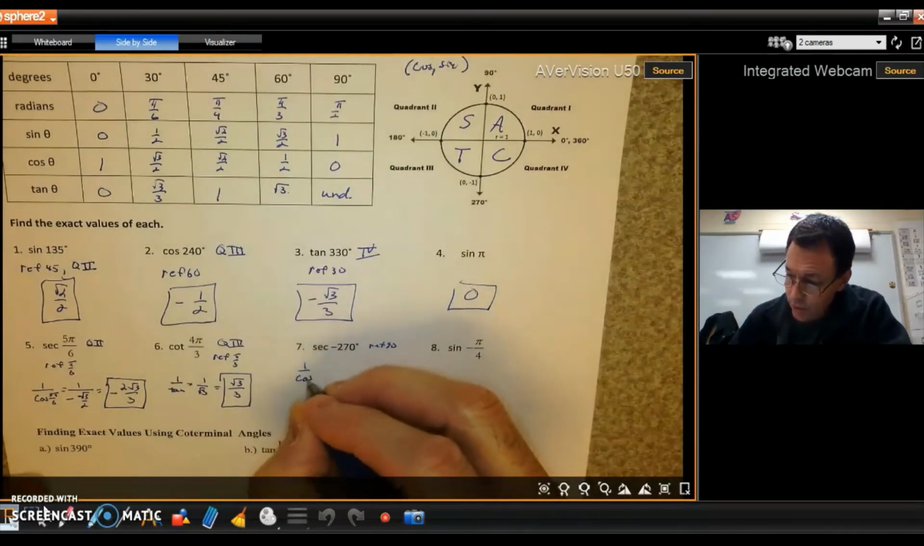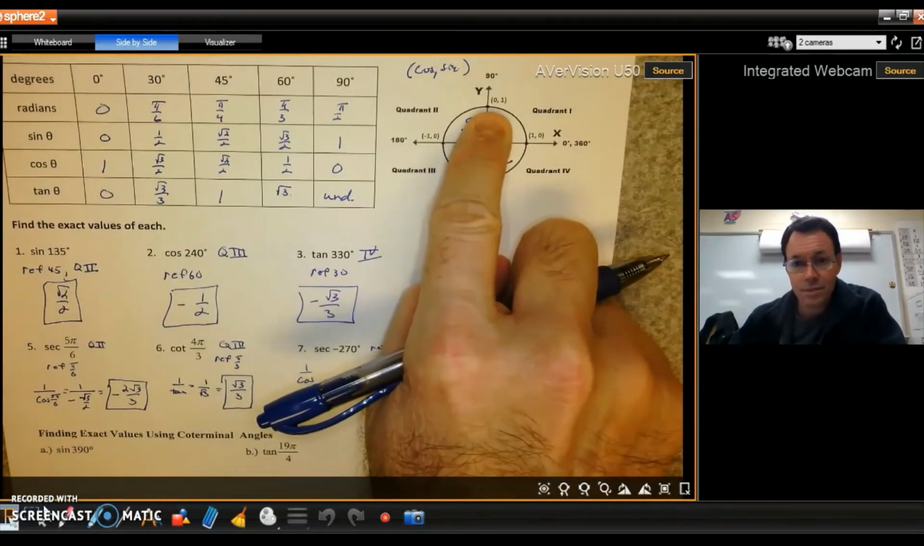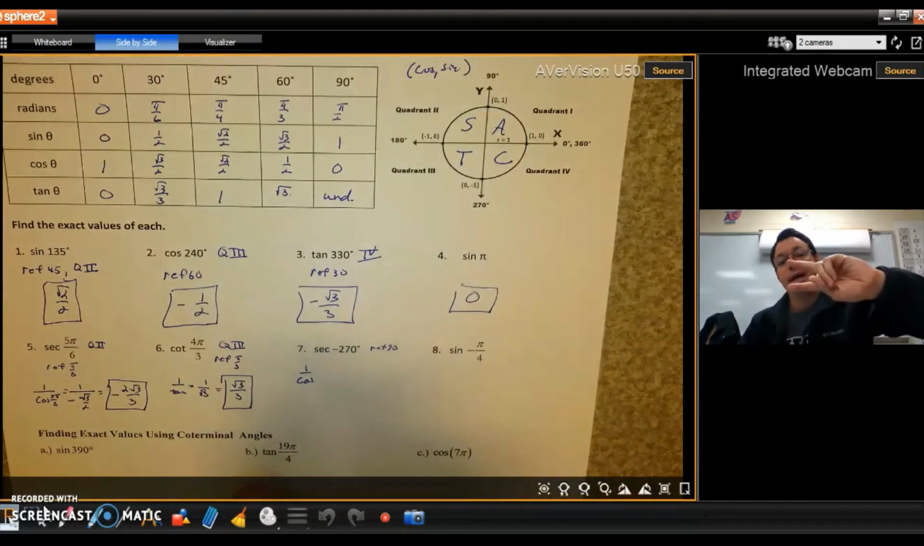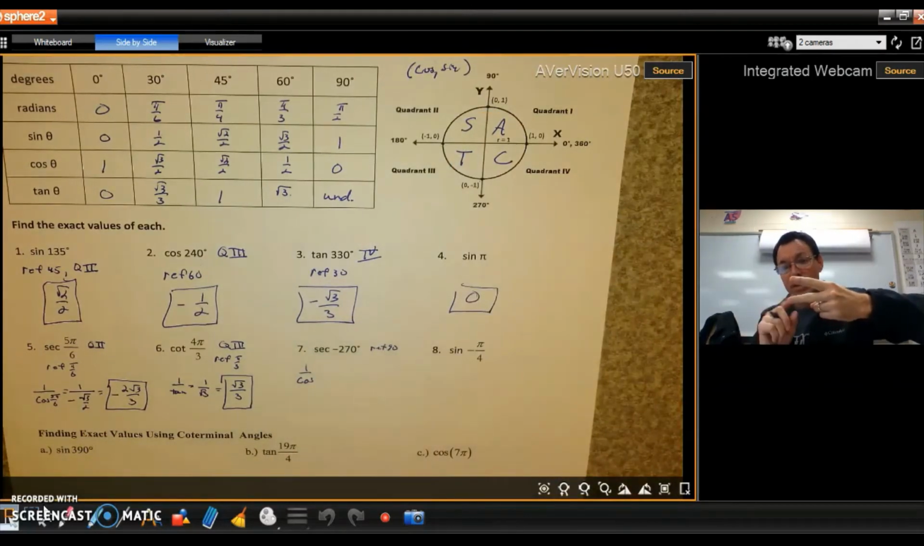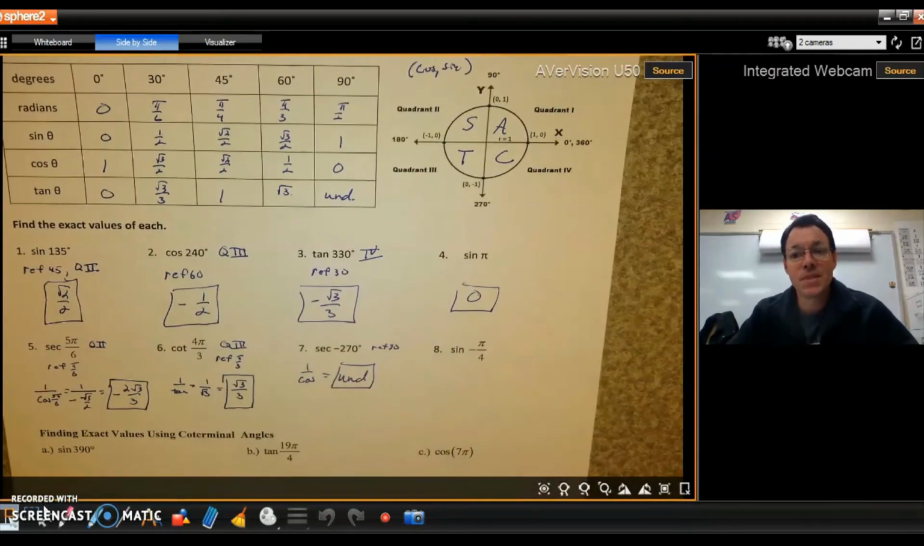So here's what we're going to do. We're going to do the reciprocal of the cosine. We're going to find the cosine of 90. Well, that's 0, right? It's the x value. But then we have to do the reciprocal of that. So if I take 0 and flip it, in other words, I'm moving the 0 to the denominator, that's no good. That's undefined. The secant of that angle is undefined. There is no secant value because we're trying to divide by 0 and you can't do that.